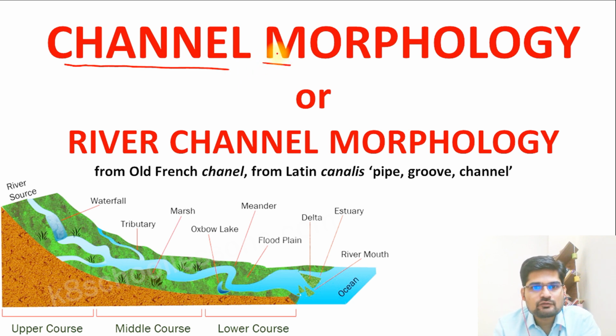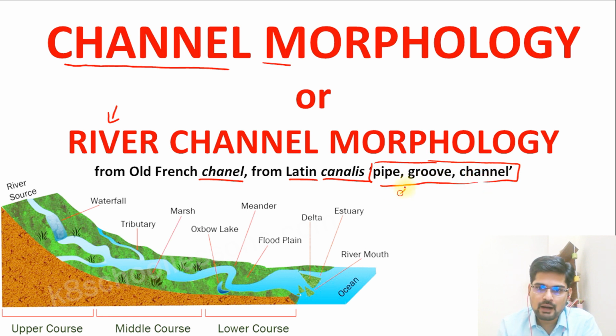So what is this channel morphology all about? Or it is also referred to as river channel morphology. The word channel basically comes from the Latin word canalis or Old French chanel, which basically means a pipe or a groove or a channel, which is basically a path.